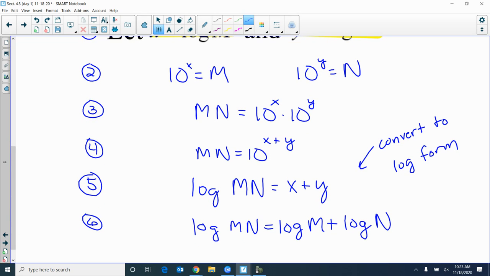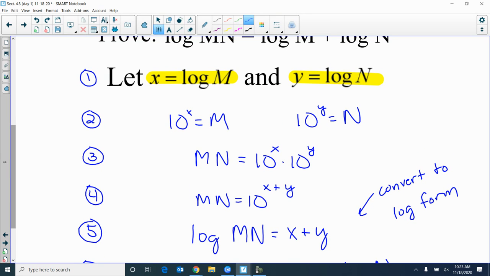All right, so I wanted to at least prove that one. But the key thing is you got to start with that first step and convert to exponential form when needed. And the key step is convert back to that log form. All right, so that's why that one works.